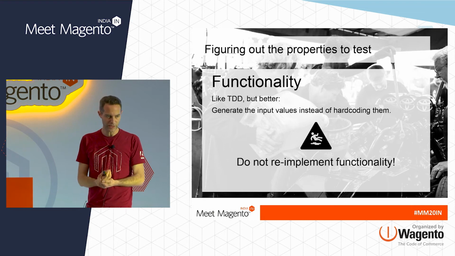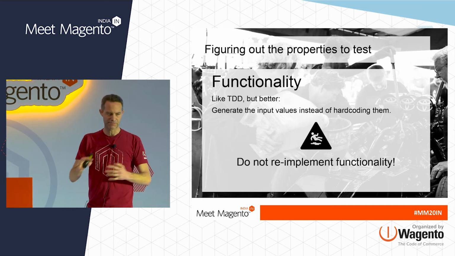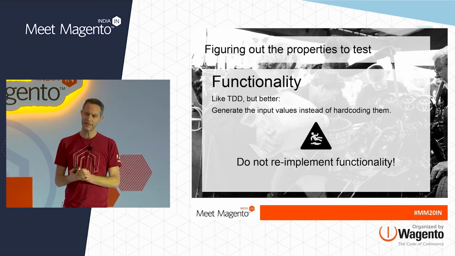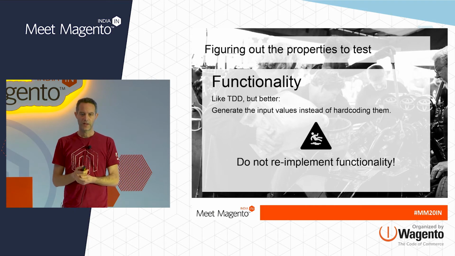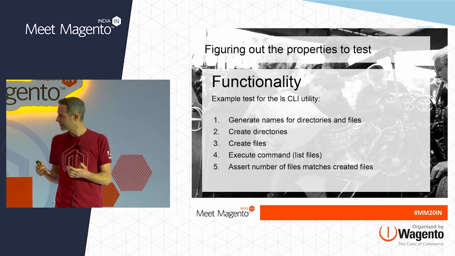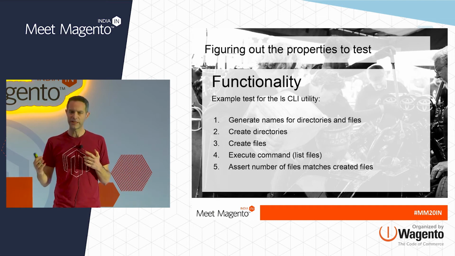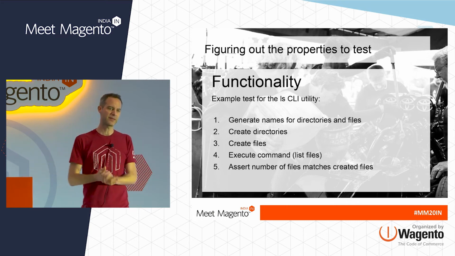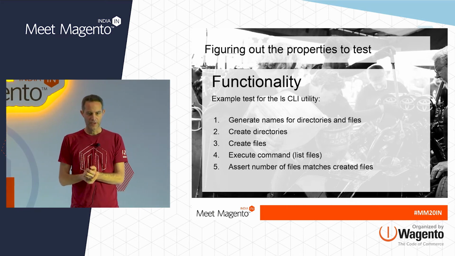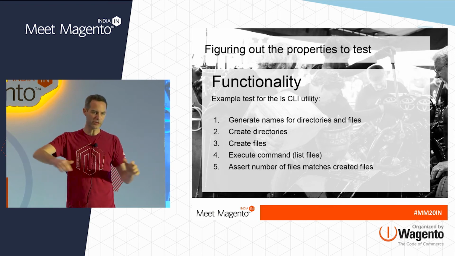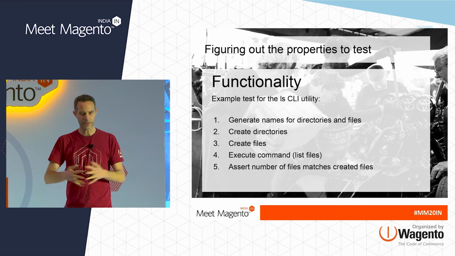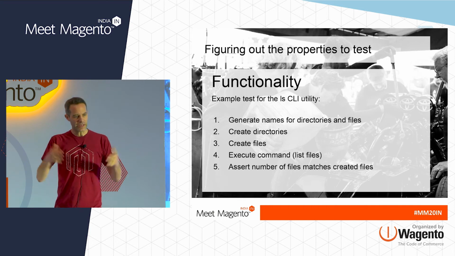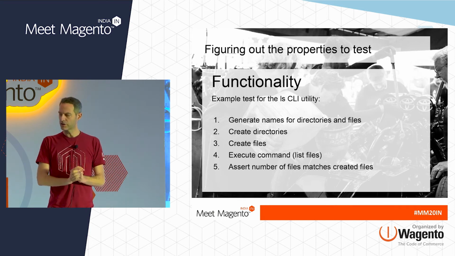So what else can we check? Well, we can check functionality-based properties. This is actually pretty close to TDD, and that's what I mostly use, to be honest. This is also where I have to really watch myself not to re-implement the functionality that I'm testing. For example, let's say I want to test the ls command line utility. So what does ls do? It takes a directory or multiple directories, and then it lists the contents, right? Simple enough. So I would generate files or file names and directory names, and then I would call ls.